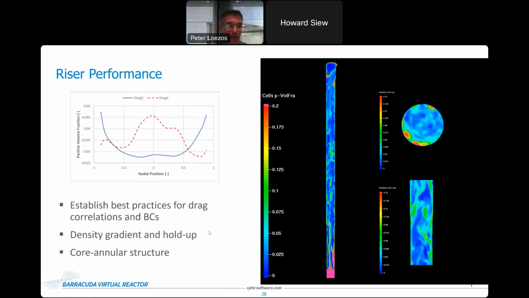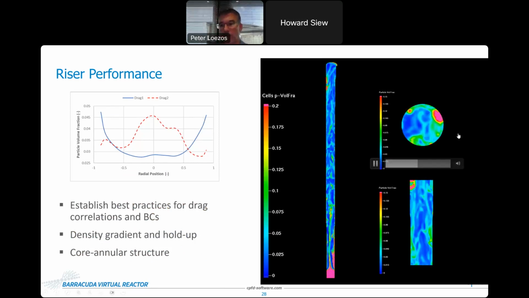Here I'm plotting particle volume fraction versus radial position for 2 different drag models. And what you'll see here is very large qualitative differences. So if you look at drag 1, that is a much more typical core-annular structure. So again, these hydrodynamic features are going to be very sensitive to the drag model that you choose, which is why we spend so much time developing these best practices.